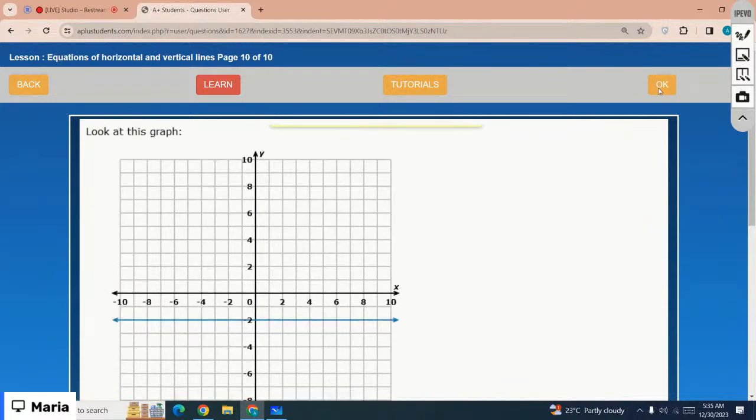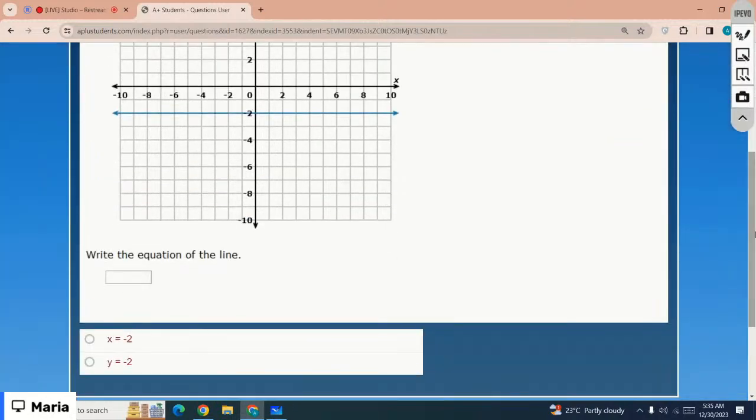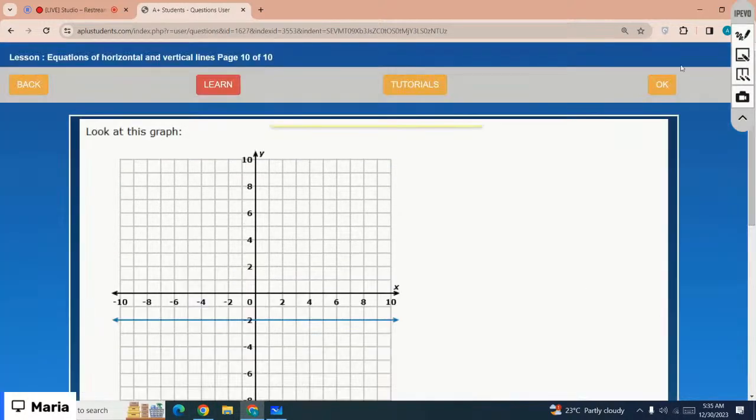Look at this graph. Write the equation of the line. So which is the correct option? That is y equals negative 2. Got it? The correct option is y equals negative 2.